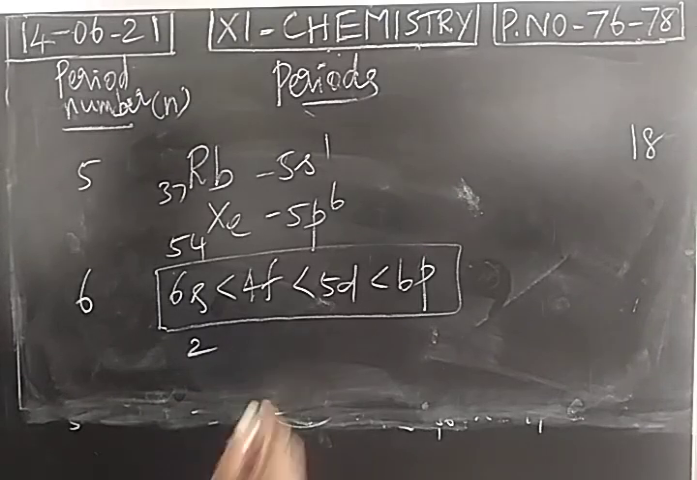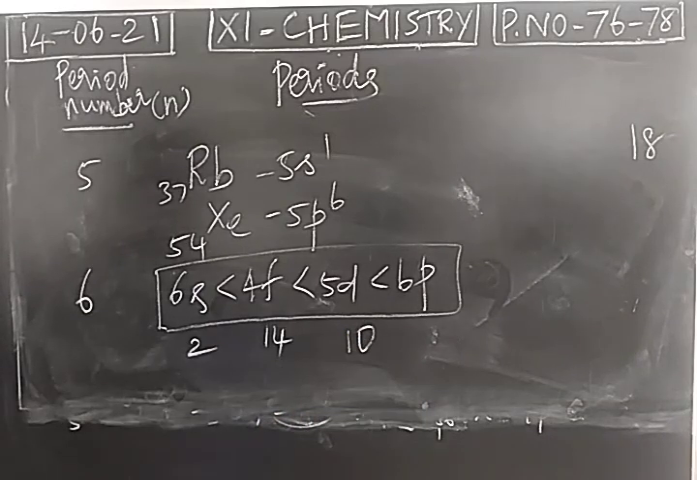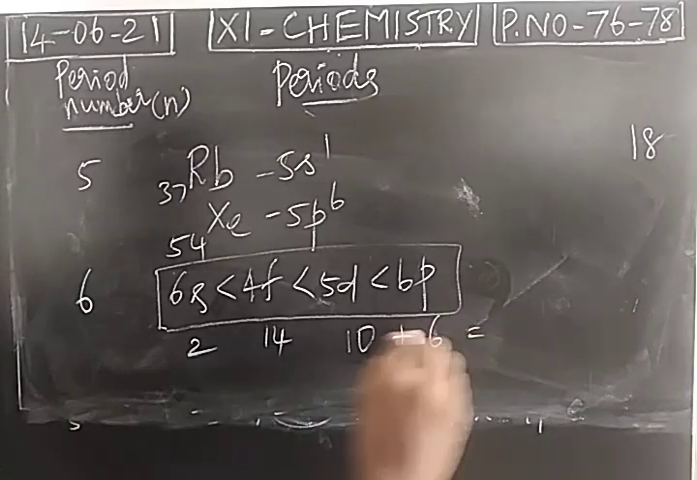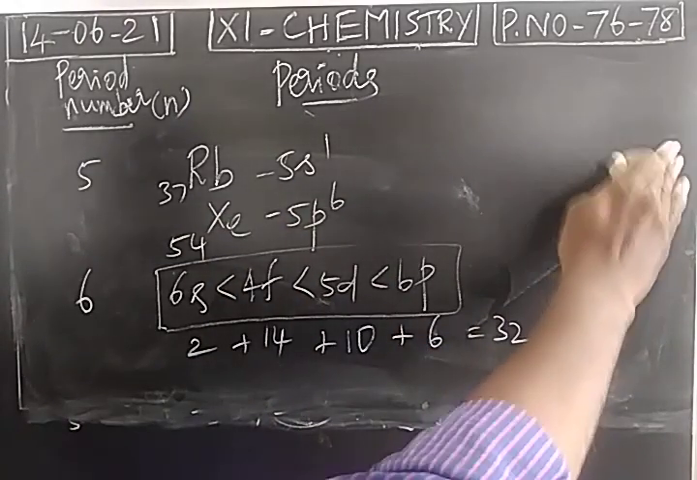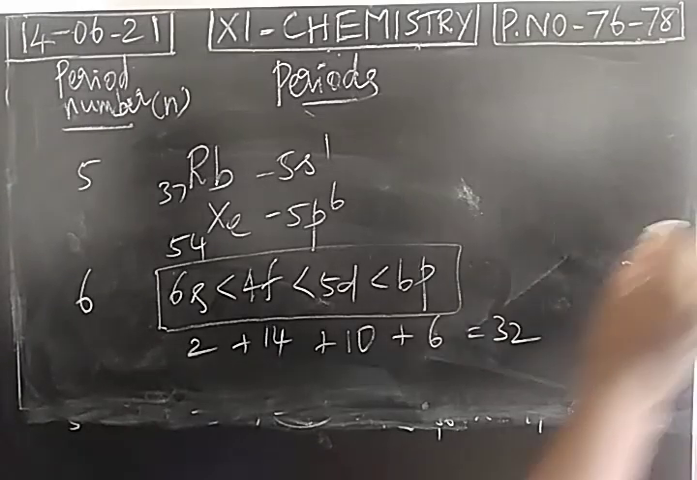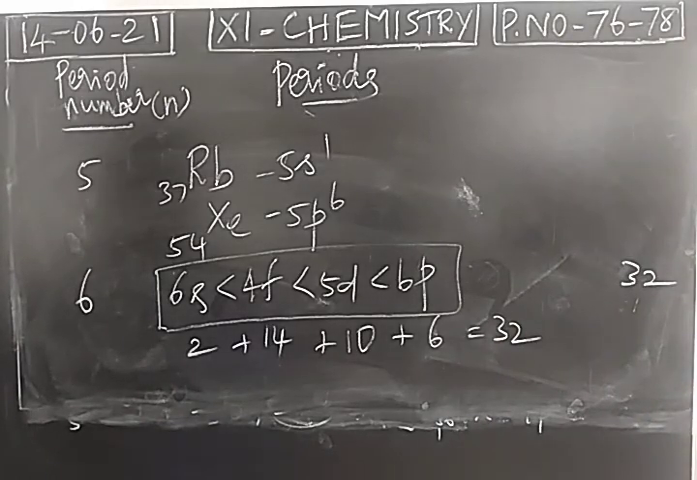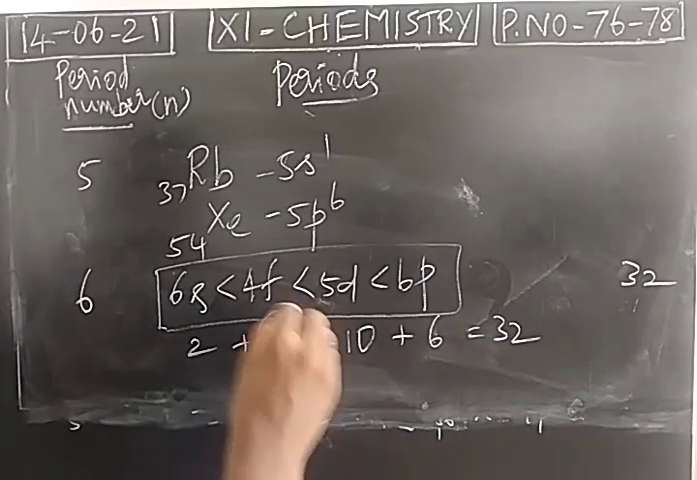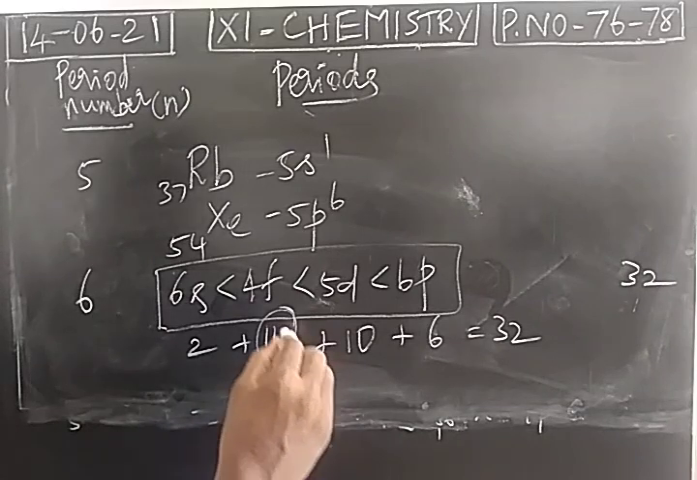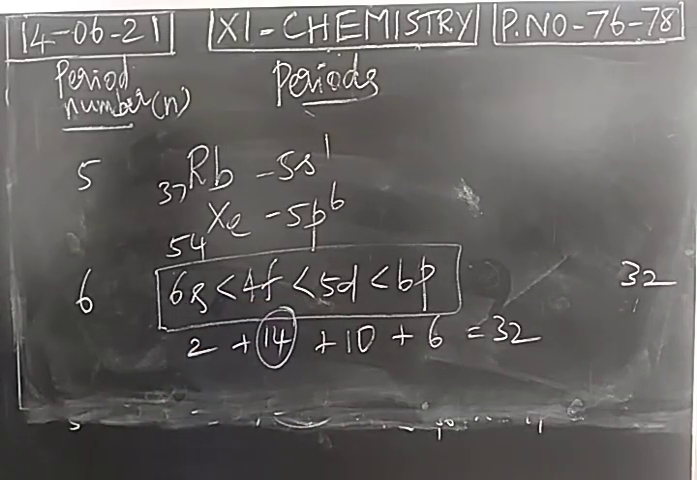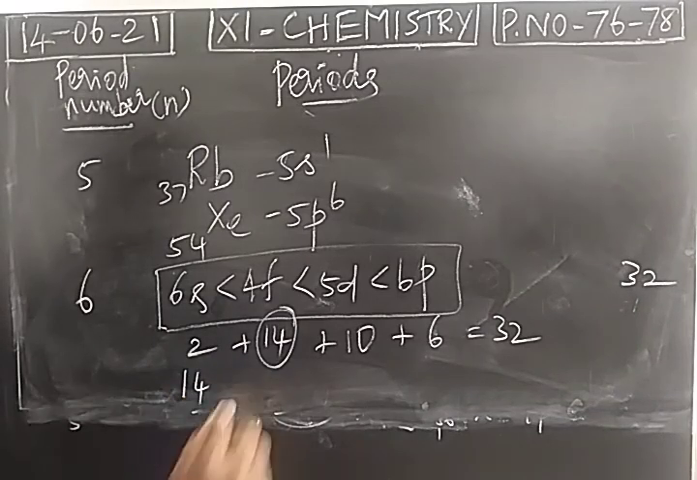Maximum 2 electrons will be in s orbital, 14 electrons will be in f orbital, 10 electrons can be placed in a d orbital, 6 electrons can be placed in p orbital. So total 32 electrons can be placed in all these orbitals. So number of elements in the sixth period, maximum number of elements will be 32, and these 14 elements, okay, so 14 electrons can be accommodated in 4f orbital. So these 14 elements will be taken out.